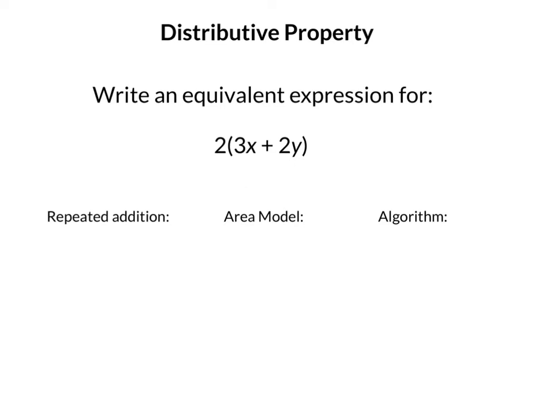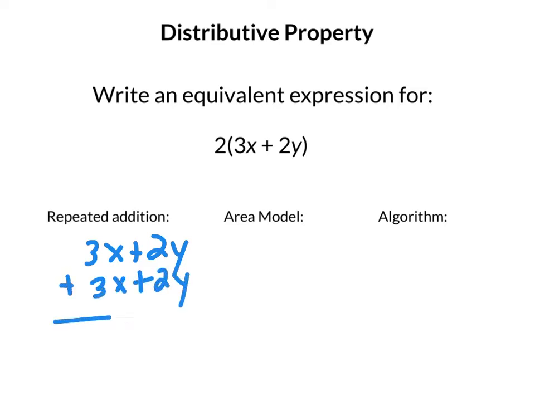So I want to take 2 or double this expression of 3x and 2y. So we are going to start by writing the 3x plus 2y, and I want 2 of them, so I'm going to write it again. And then I would add and combine like terms. So I have 6x plus 4y, and that's the equivalent expression.